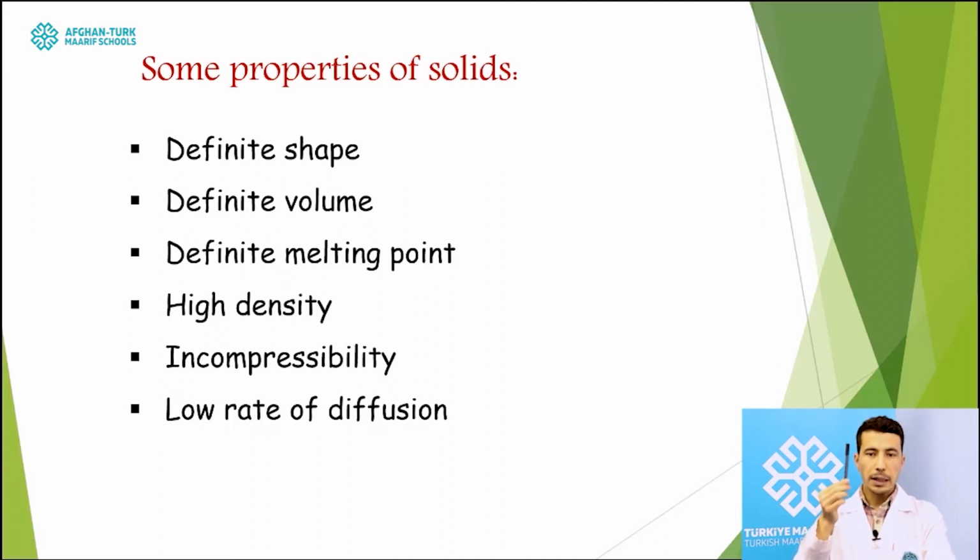Solids will have a definite melting point if the solid is made up of only one substance or only one material. If it is a mixture, it can have several melting points. But if the solid is a pure substance, then it will have a definite melting point. Solids have higher densities than liquids and gases, and solids are incompressible. We cannot compress solids normally, and they have a low rate of diffusion. They don't diffuse into each other.